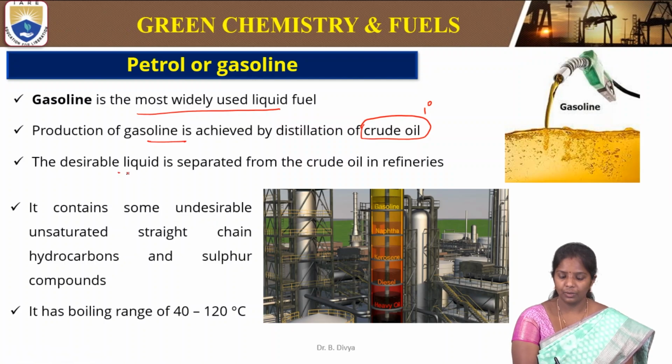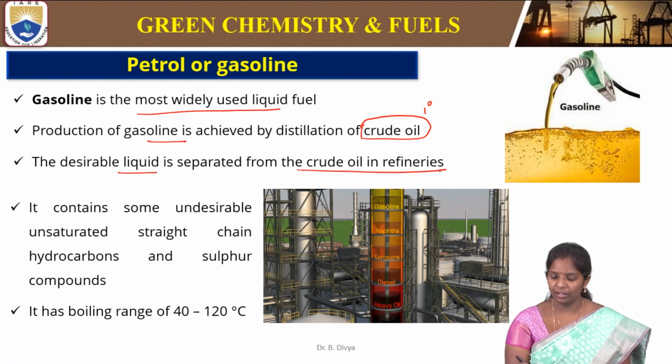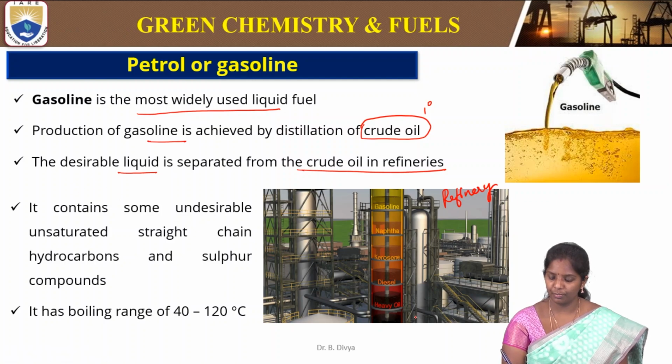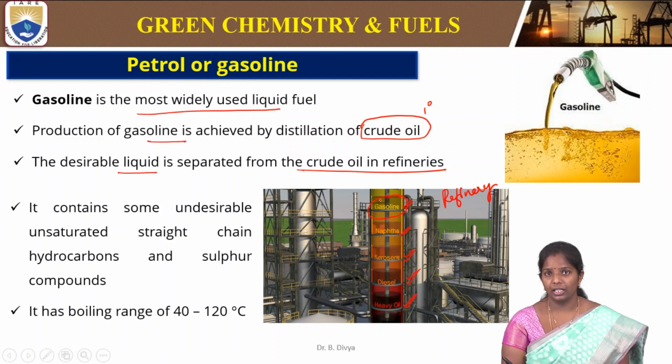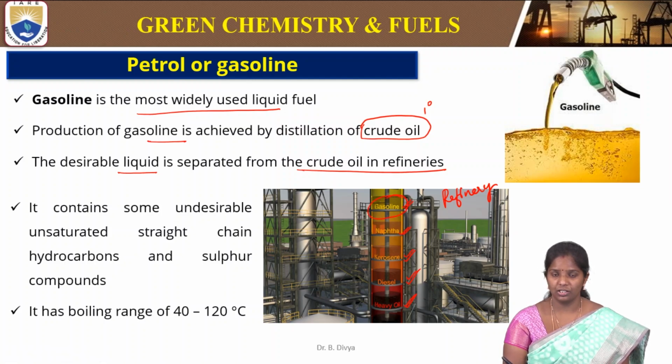So the desired liquid is separated from the crude oil in the refineries. So if we see this, this is the refinery for the refining process. So the heavy oil, whenever the crude oil is kept as such, then the heavy oil goes below due to its high density. Then the diesel will come up, then the kerosene, naphtha and gasoline. So it is the lightest of all the oils that are present in the crude oil during the distillation process.